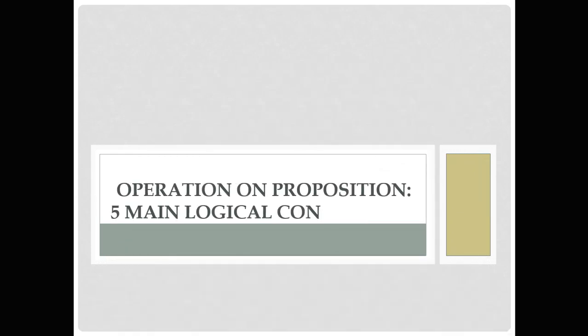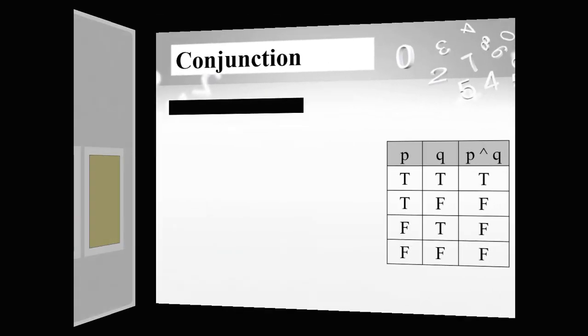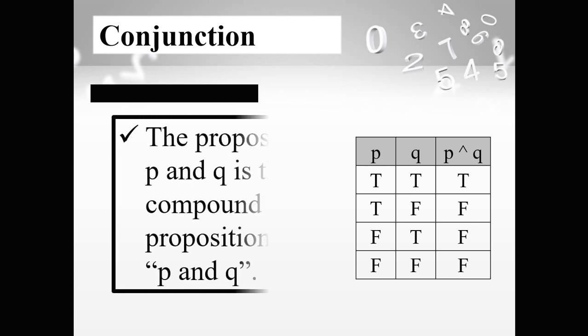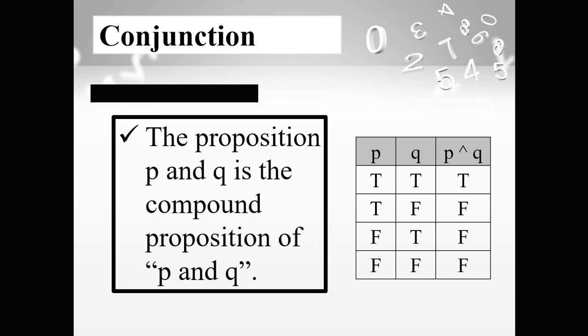Ayan. So, let's have the operation on proposition, the 5 main logical connectives, which are the and, or, not, if then, and if and only if. And that is the 5 operation of proposition. So, let's have the first one. First one, we have conjunction. So, when we say conjunction, the proposition P and Q is the compound proposition of P and Q. So, for conjunction, the logical connective being used is the word and, and the symbol is arrow up.